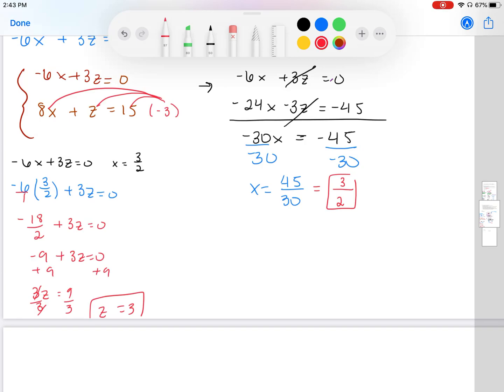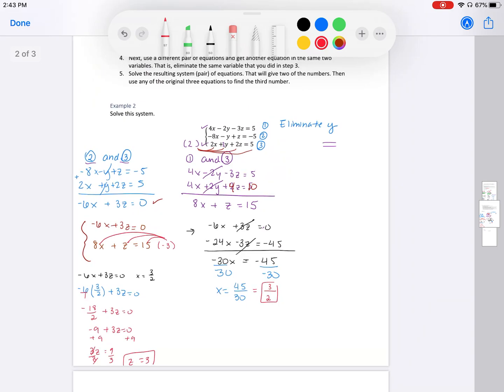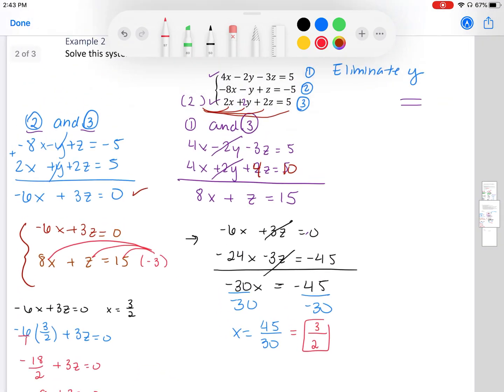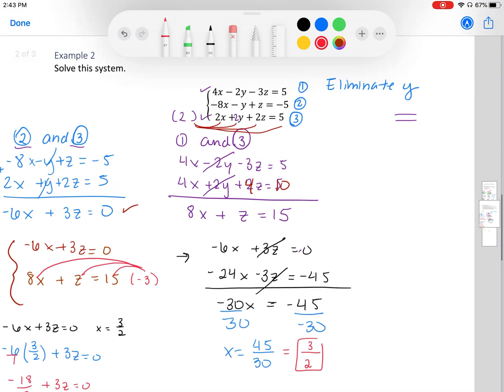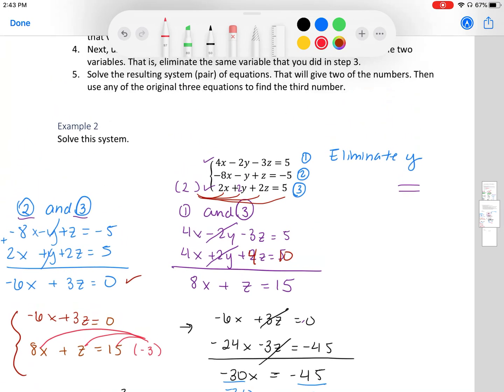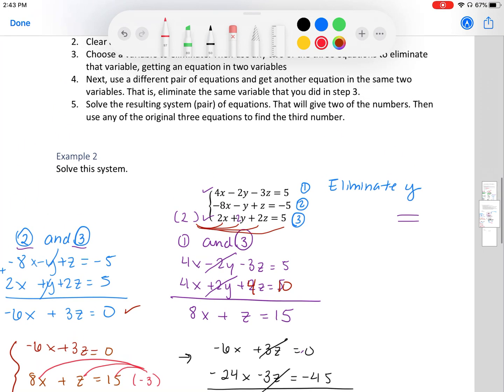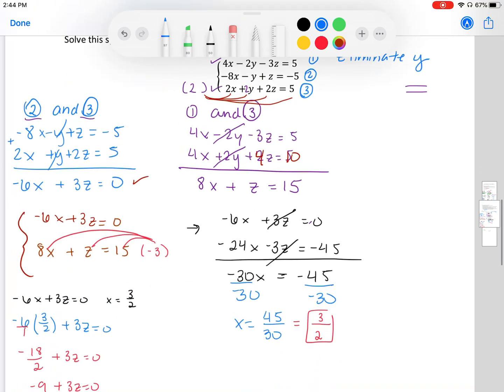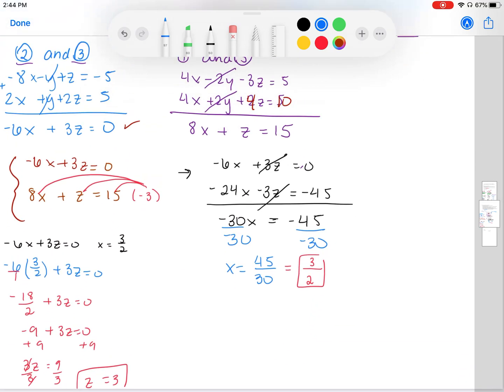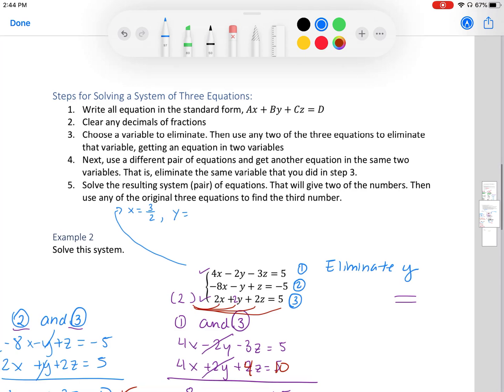So we have x and we have z. Let's plug them into one of our top equations. I'll move it to the top. So we have that x is equal to 3 over 2, and then we found y is equal to, what did we say, 3? Oh, z is equal to 3. z is equal to 3.